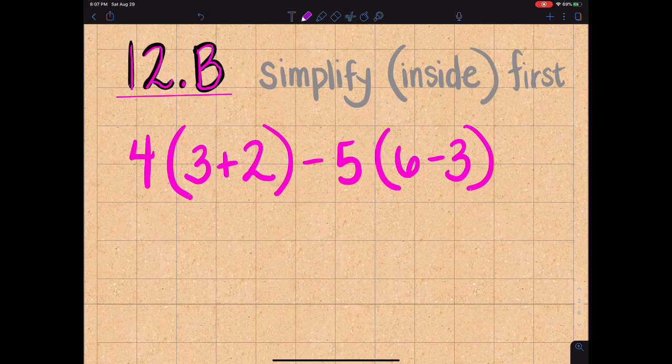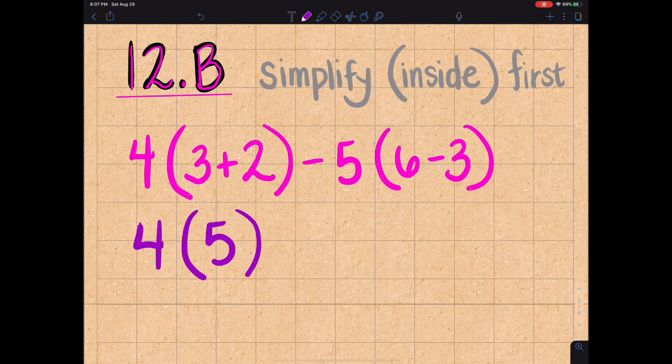So I'm going to rewrite it underneath. 4 times 3 plus 2. I do inside the parentheses first and put a 5 there. Then I'm going to bring the rest down. Minus 5, do what's inside the parentheses first. 6 minus 3 is 3.